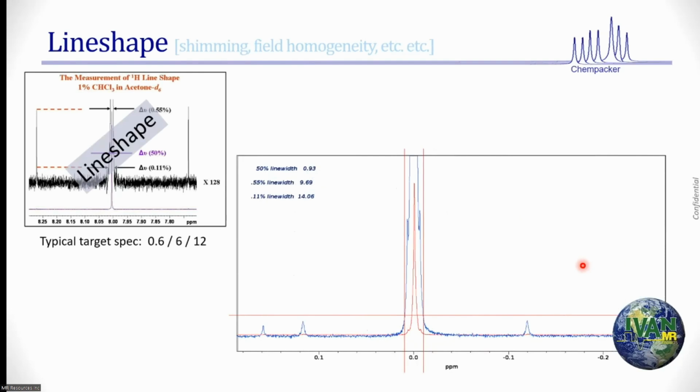Another way we look at line shape in the real world, every time you run chloroform, is to look at the TMS. If you have the TMS or some peak, in this particular case I pick TMS. I put the TMS in there, and this blue line is a vertical scale blown up, and then I put the cursors on either side of the TMS, equidistant, and ask, do I have a symmetrical pattern there? Does it look symmetrical visually? I'm looking at it visually and say, yeah, that looks symmetrical. That looks good. Then I look at the line shape, and it says 0.93 for 50%, and 0.55 is 9.69, and 0.11 is 14.06.